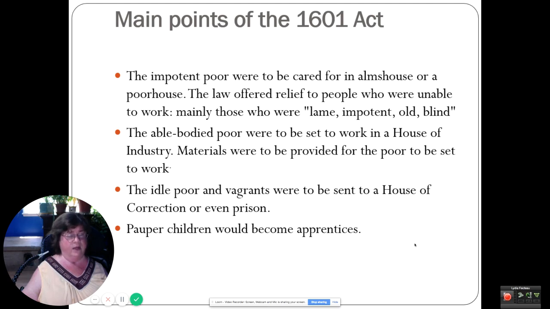The able-bodied poor were to be set to work in a house of industry. Materials were provided for the poor to be set to work. The idle poor and vagrants were to be sent to a house of correction or even prison. And finally, pauper children were to become apprentices.